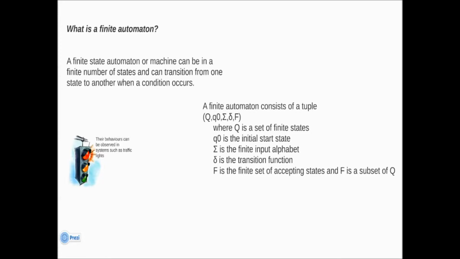A finite state machine consists of a tuple. Q is a set of finite states. Q0 is the initial start state. Sigma is the finite input alphabet. Delta is the transition function, and F is the finite set of accepting states, and F is a subset of Q.